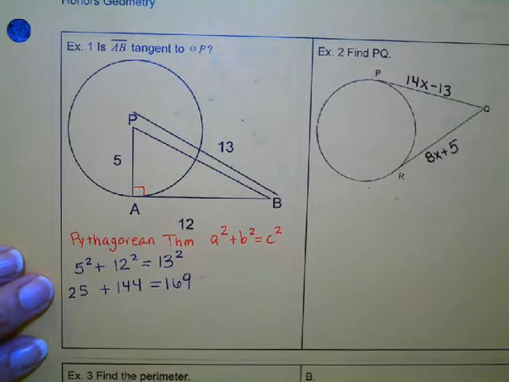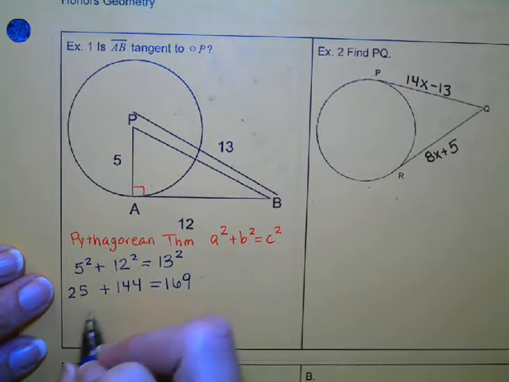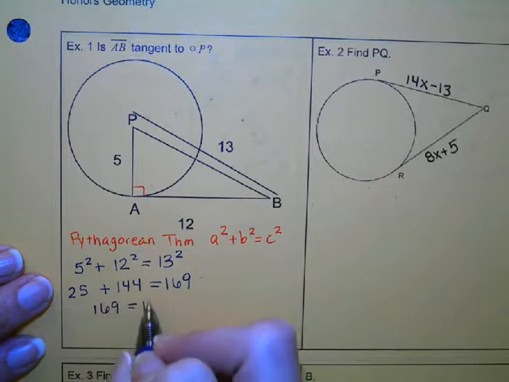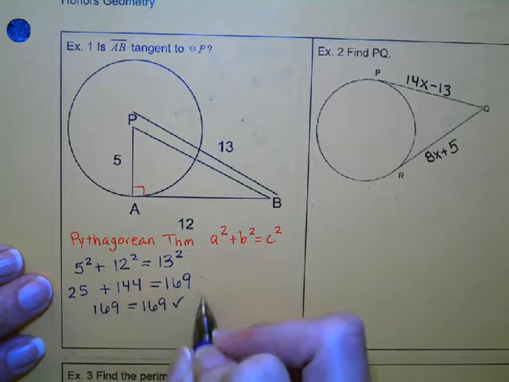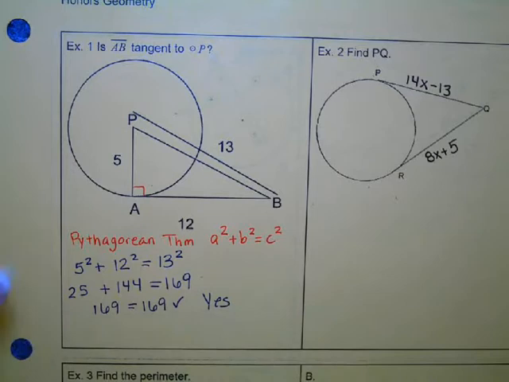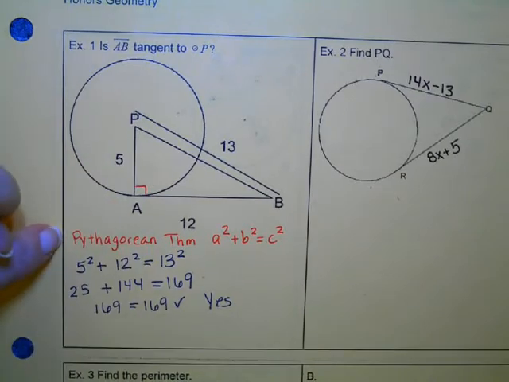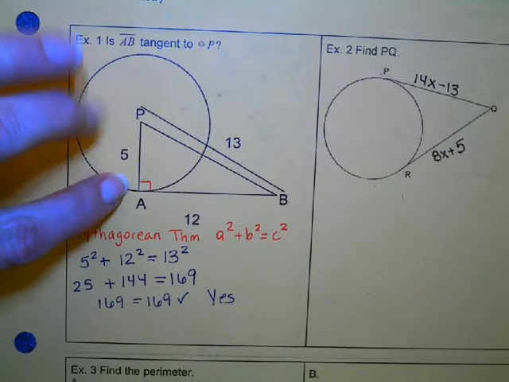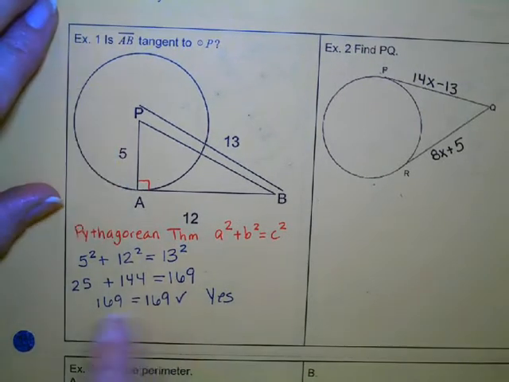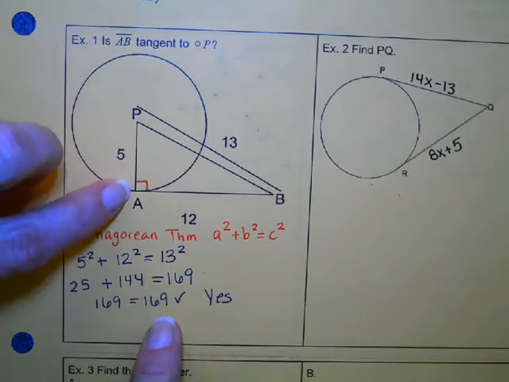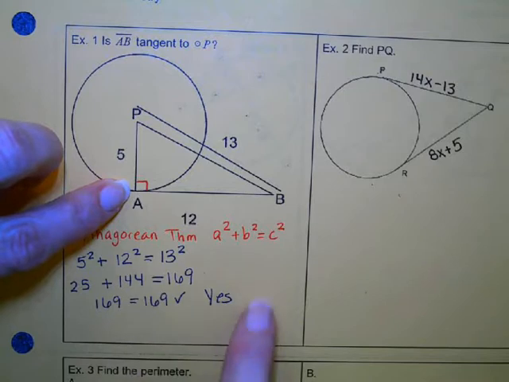Okay, and then we'll add the ones on the left. That adds up to 169. The ones on the right were 169, so yes. We can say AB is tangent to circle P because the Pythagorean theorem proves that this has to be a 90-degree angle. If these come out not equal, then this line technically isn't tangent and it doesn't make the right triangle.